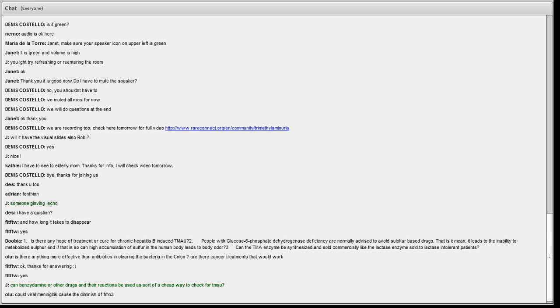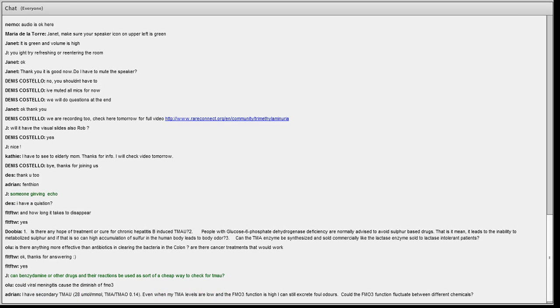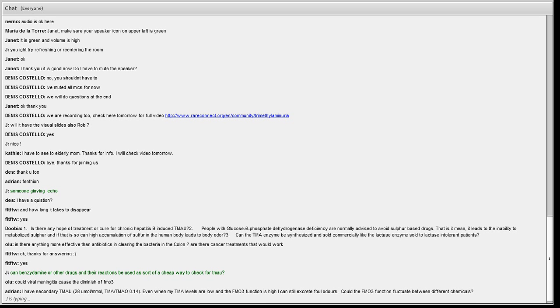Dubia asks, is there any hope of treatment or cure for chronic hepatitis B-induced TMAU? I'm afraid I couldn't answer that question. It's a very specific one. I know that it is a rare thing, but it does seem to be permanent, even when the hepatitis is gone, and we don't understand why.